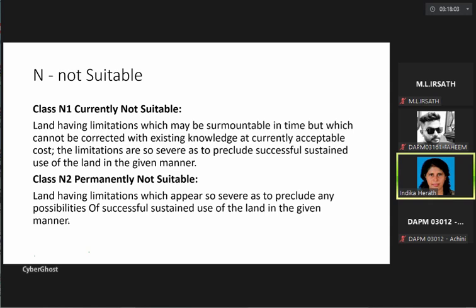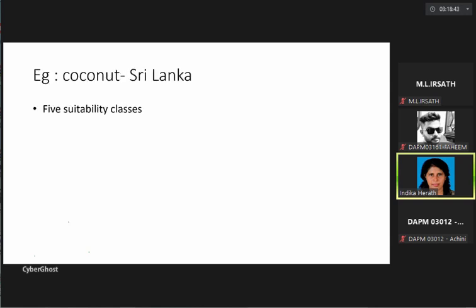But when it comes to N2 classification, permanently not suitable, that means pretty much it is, for example, a rock. Even though the land consists of certain cultivable parameters, if a larger area of the land is rock, that is, the rock is exposed on the surface, then it is permanently not suitable, right? In that situation you can't even bring soil and do the cultivation, so it is not practical. So then it comes under the N2 category.